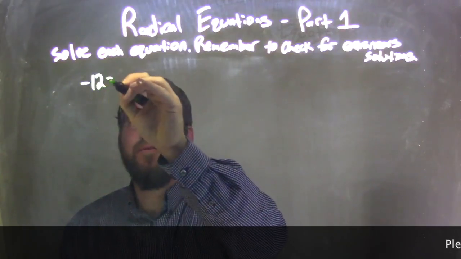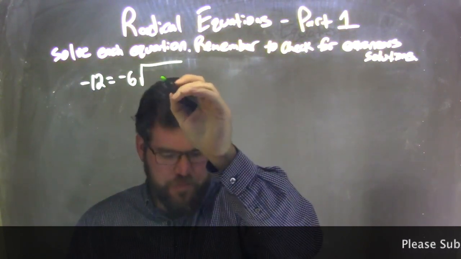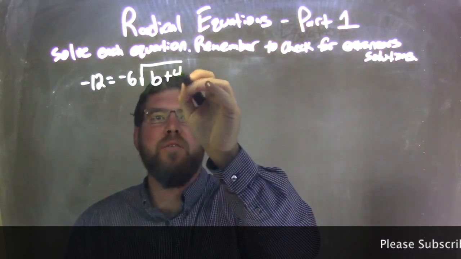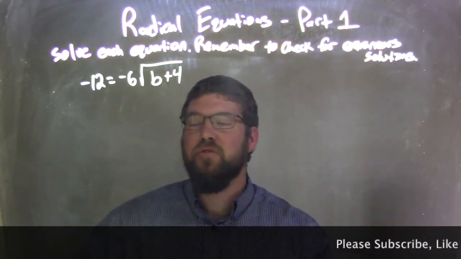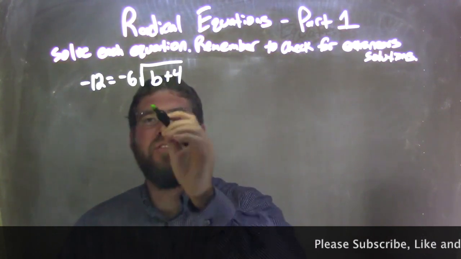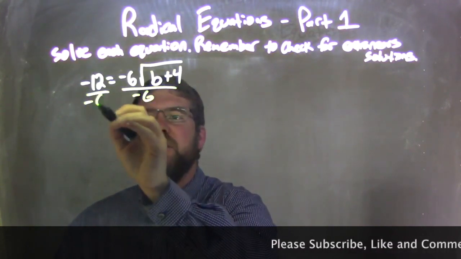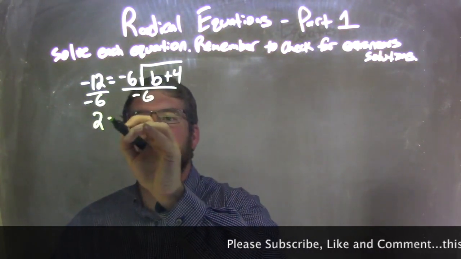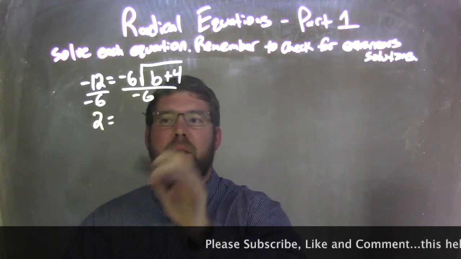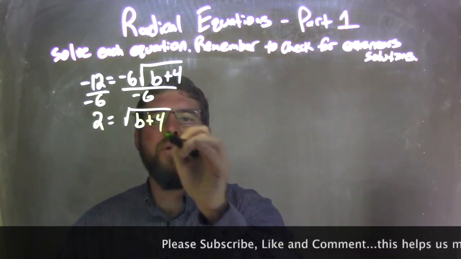Negative 12 equals negative 6 square root of b plus 4. All right. So now I want to simplify this. To do that, I need to get a radical by itself. So I need to divide both sides by negative 6. Negative 12 divided by negative 6 is a positive 2. Right? Negative divided by negative is a positive. And then I'm left with the square root of b plus 4.